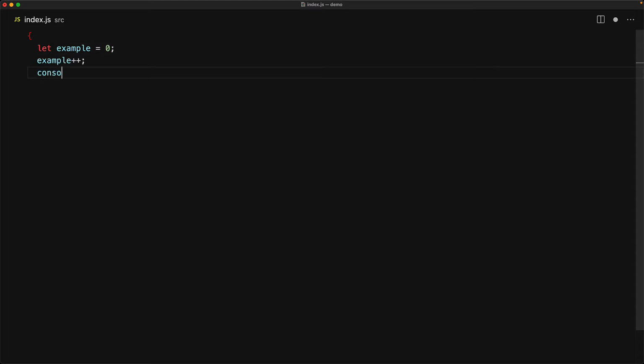Just like other C-inspired programming languages, JavaScript also has the double plus and the double minus operators along with their prefix and postfix support. So you can take a variable and add plus plus after the variable or plus plus before the variable, and both of these will increment the variable.